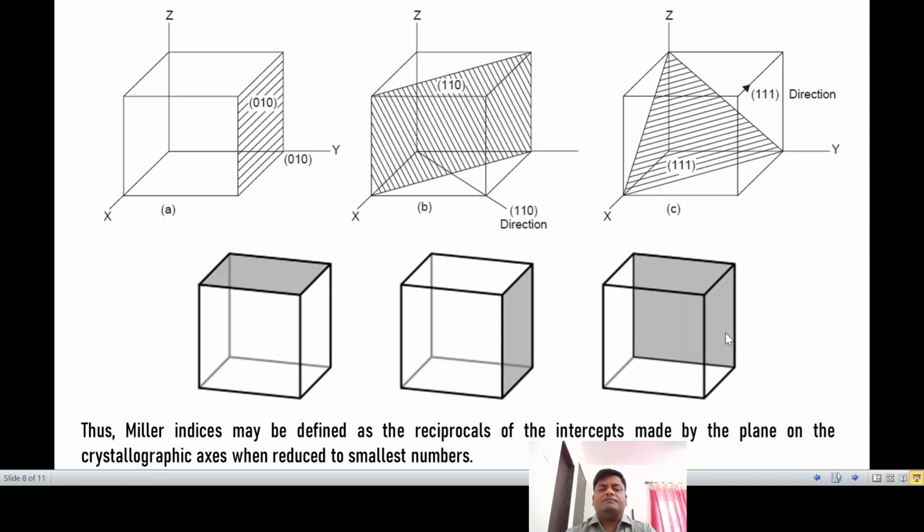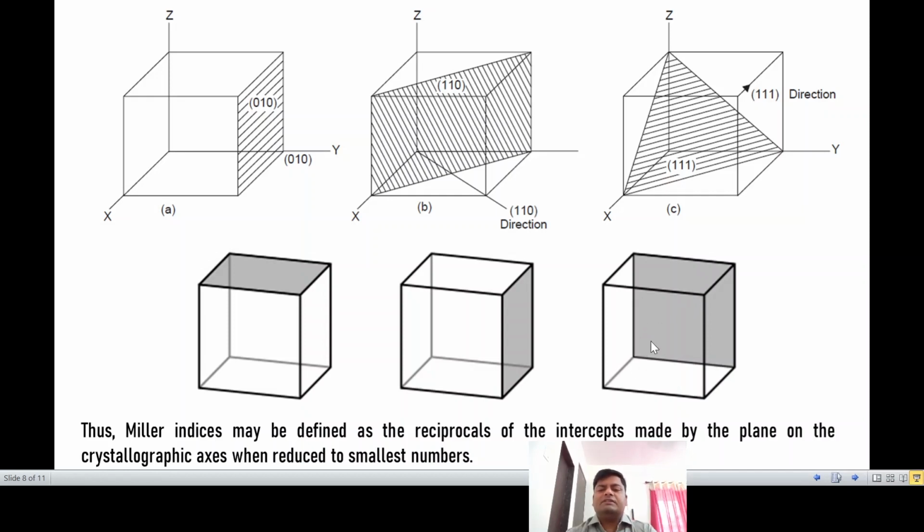Coming to this plane over here, one can see this plane is going to cut the y-axis and z-axis. So we have to consider the plane which is parallel to this one. One can consider the front plane rather than the back plane. So now one can find out the intercept.